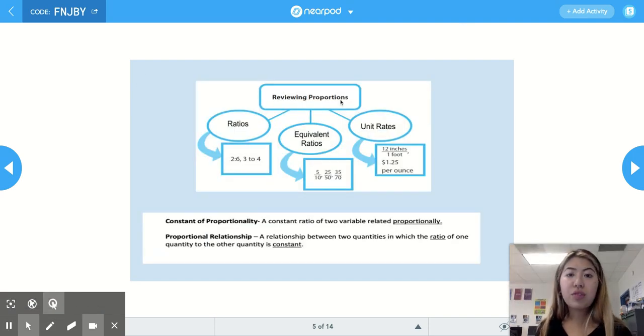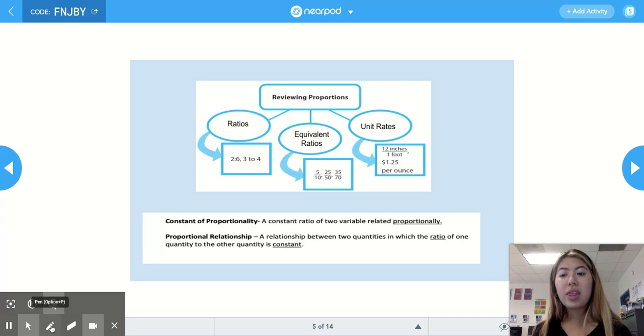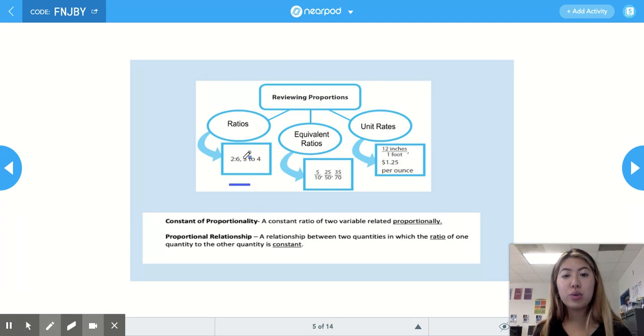So just a quick overview of proportions. Proportions consist of ratios, and ratios can be written in 3 different ways. They can be written with a colon in between 2 numbers, or with the word to, spelled T-O. The way that we've been using ratios in our lessons is as a fraction. So 2 to 6 would be 2 over 6. And then proportions are equivalent ratios. So 5/10 is equal to 25 over 50 is equal to 35 over 70.